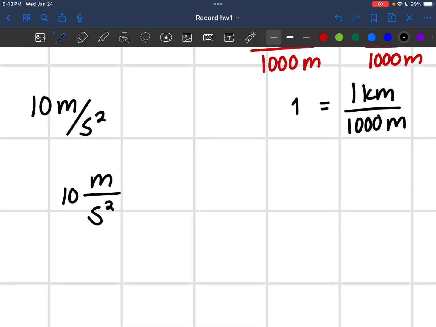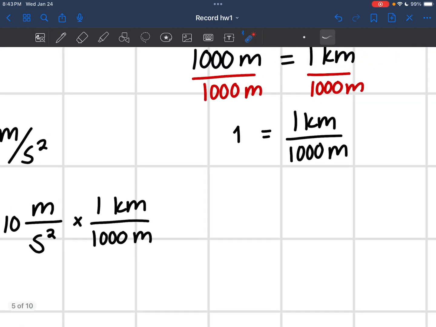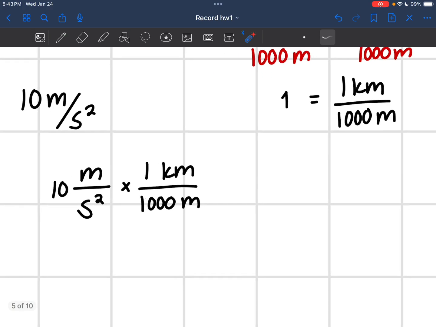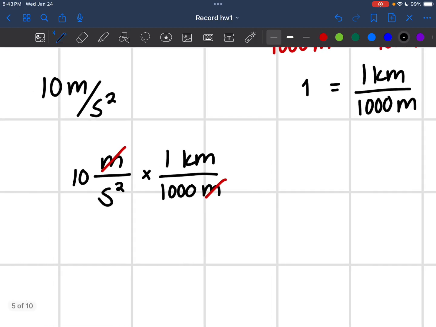So what I can do is multiply by 1 kilometer over 1,000 meters, which is just multiplying by 1, right? And there's a reason that I chose to divide by meters instead of kilometers, and that's because using this fraction, now I have meters in the denominator and meters in the numerator. So that's just going to cancel them out for me. All right. So we've gotten rid of meters.